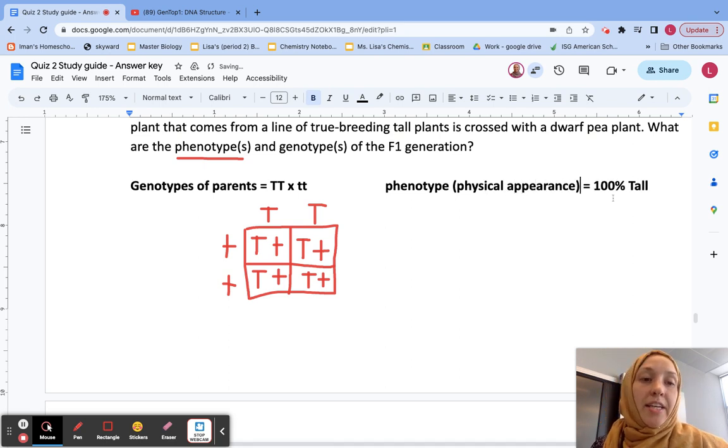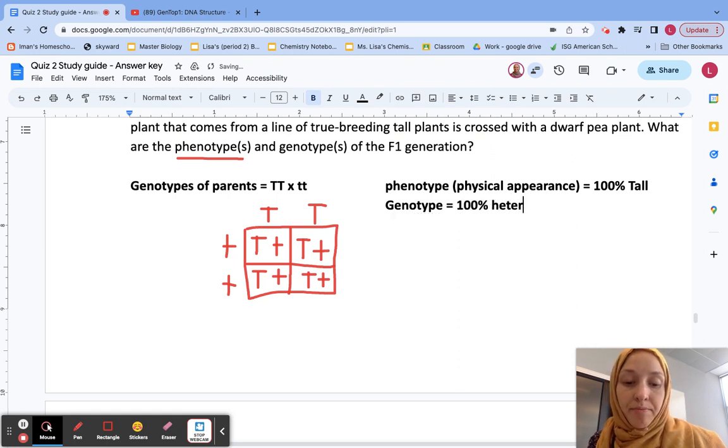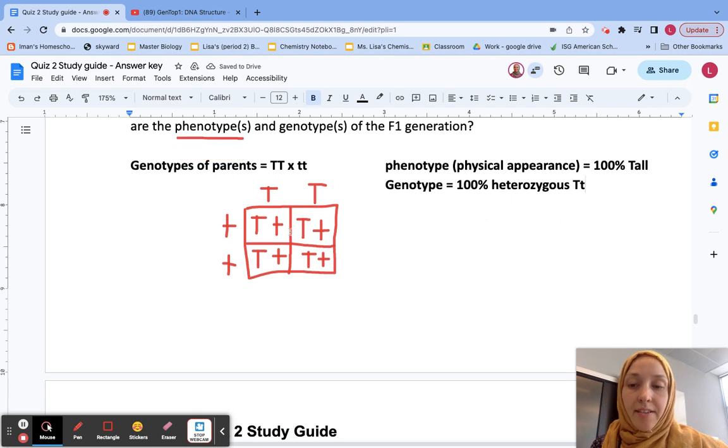My next question is, what would the genotype be of the F1 generation? Remember, the F1 generation is my offspring. Well, they are all heterozygous. So my genotype would be 100% heterozygous. All right. Excellent.